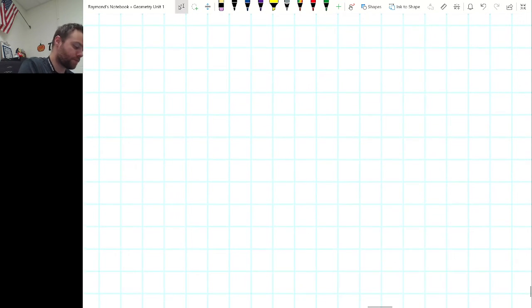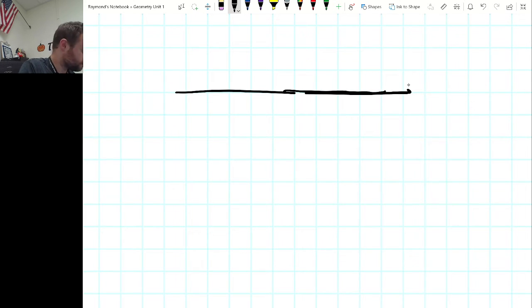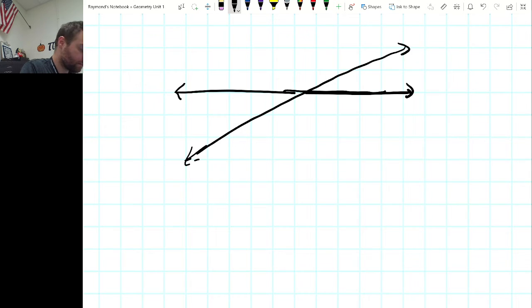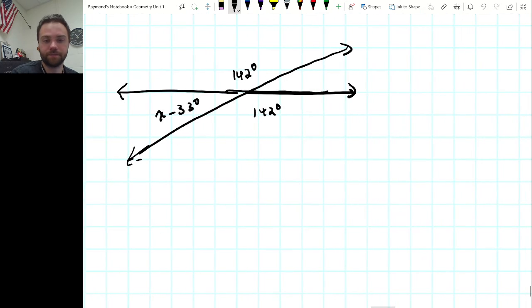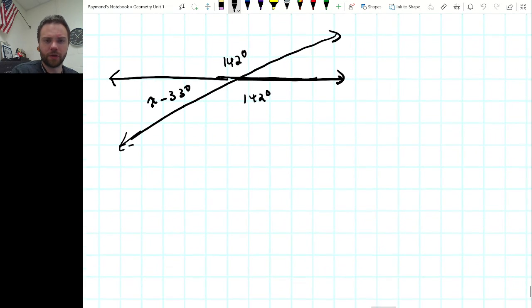Luckily, this next one's pretty easy. Got this guy. Just a straight line, and then I've got just a straight line going like this. And they give me that this measure over here is x minus 33 degrees. And they give me that this is 142. And what's nice about this is because vertical angles are congruent, I already know this one's 142 degrees. So all I have to do is find this measurement, and I know that 142 plus x minus 33 has to add to be 180.